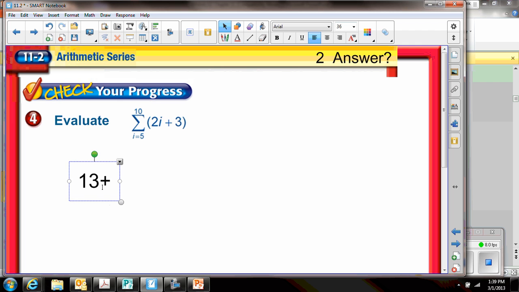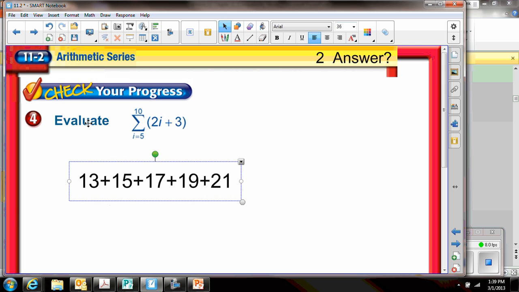Sum means I add. So now I plug in 6. 2 times 6 is 12, plus 3 is 15. Now I plug in 7. 2 times 7 is 14, plus 3 is 17. Then 19, 21, 23. Again, I stop because my last number is 10. When I plug in 10, 2 times 10 is 20, plus 3 gives me 23. Adding all these numbers together gives us a grand total of 108.